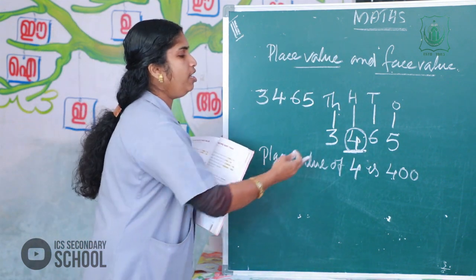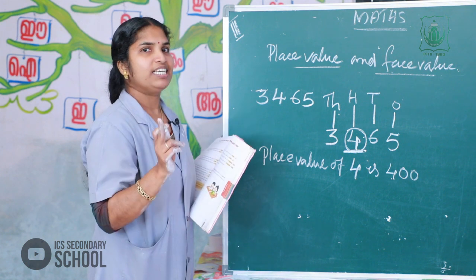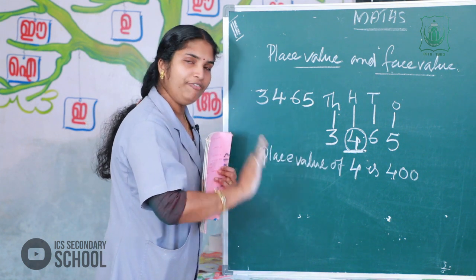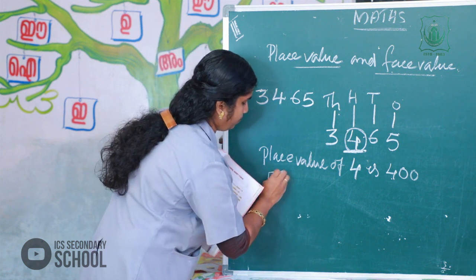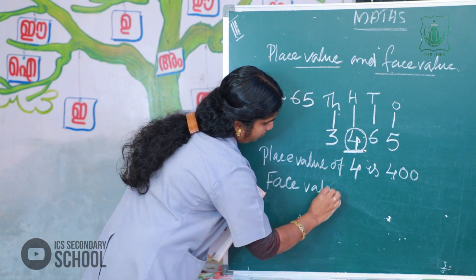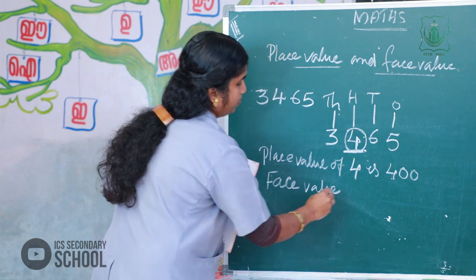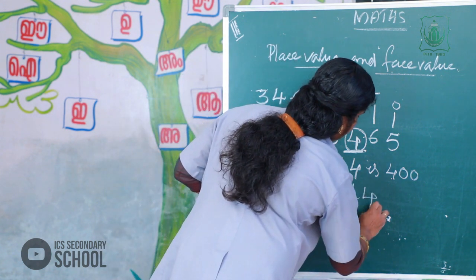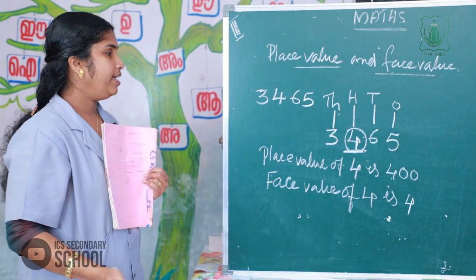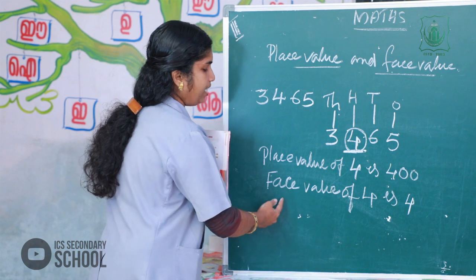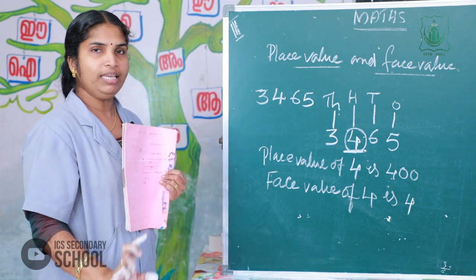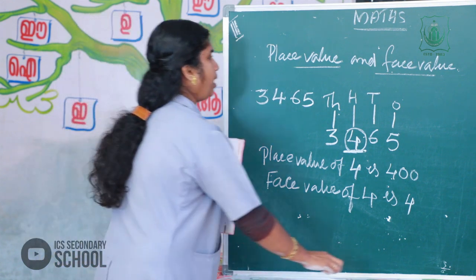What is the face value of 4? Yes, correct. The face value of 4 is 4. Only 4. Okay, got it? Yes. The face value of 4 is 4, only digit 4.